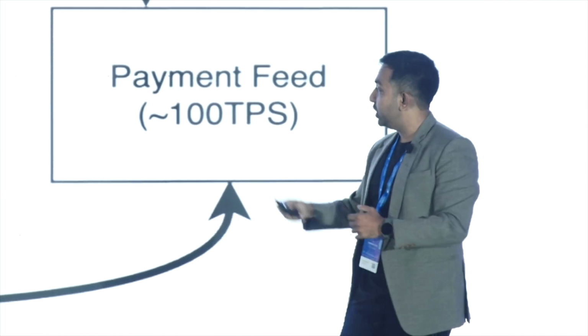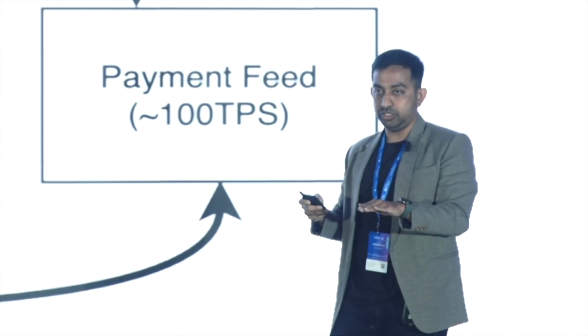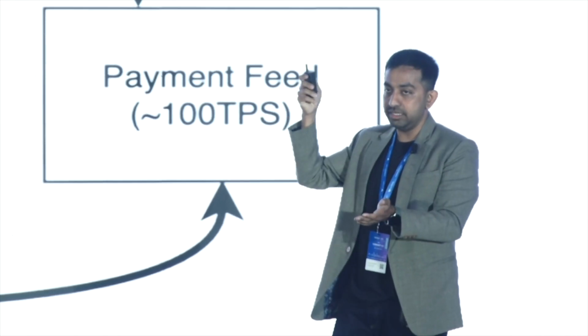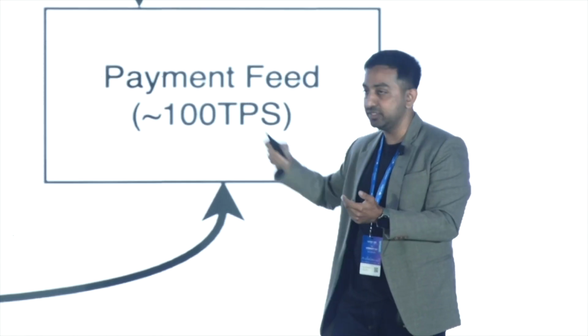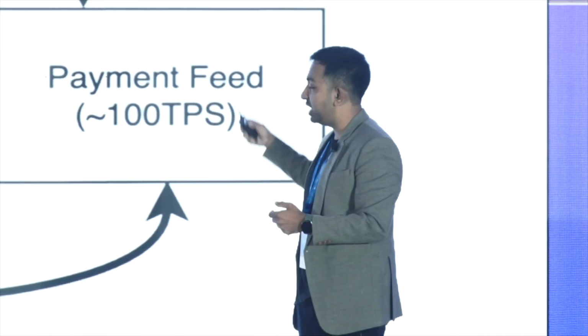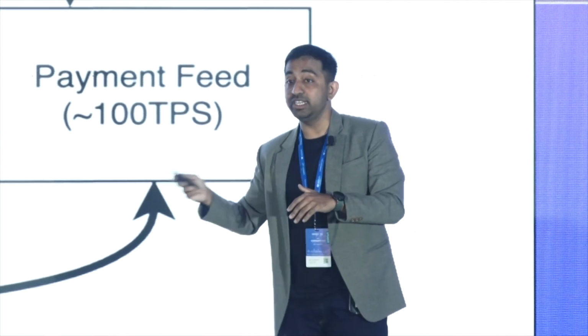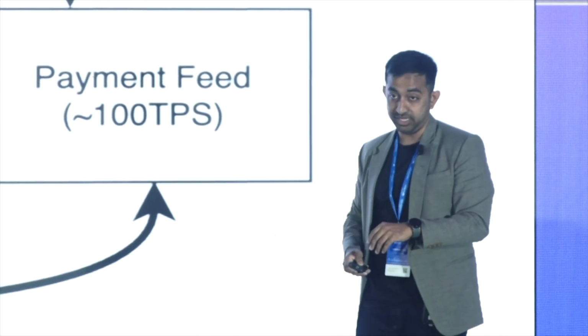And then the inventory feed. So the inventory feed is a little bit lesser than the clickstream because you get inventory up and down, and those types of feeds you are receiving in the inventory feed. And then the payment feed, a little bit lesser because not everybody is purchasing. So let's say it's 100 TPS.